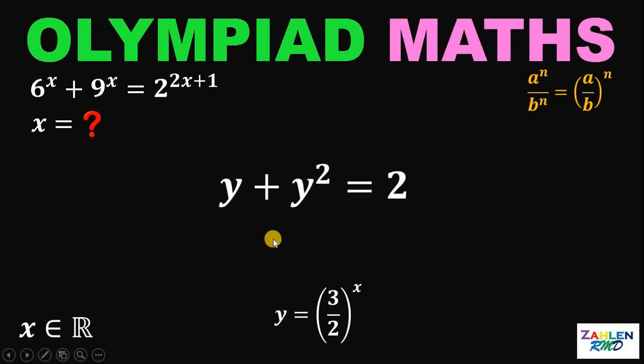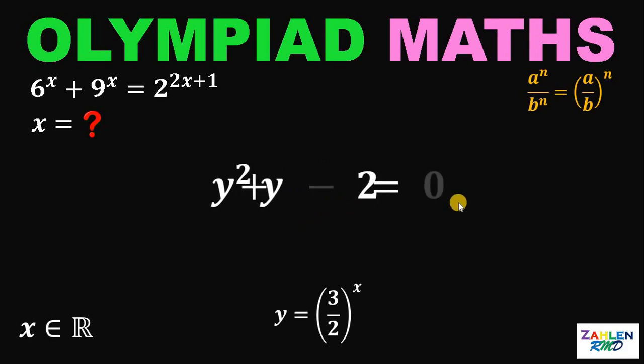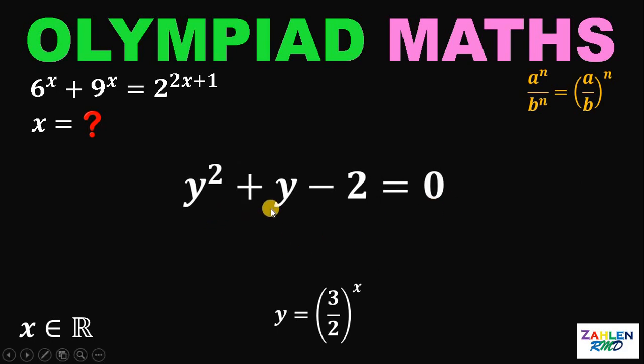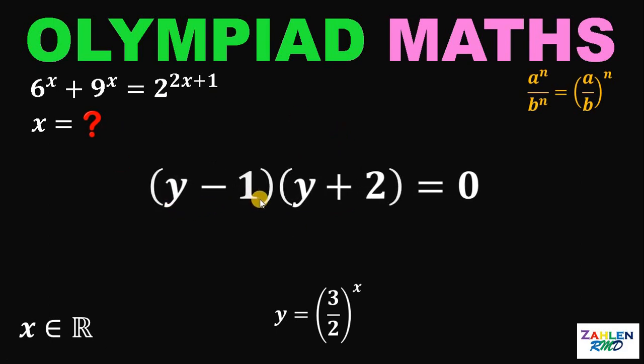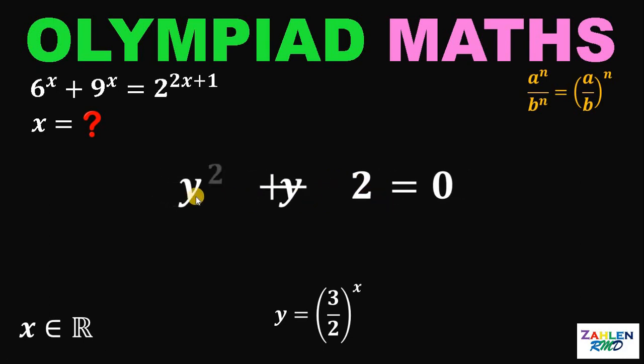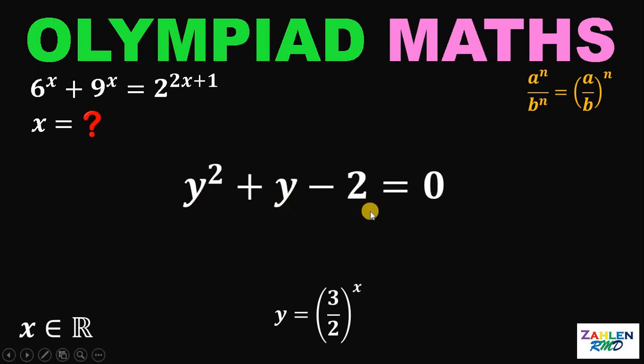So our equation now becomes y plus y squared equals 2. Now let's rearrange some terms a little bit. So we have a quadratic equation y squared plus y minus 2 equals 0. Now this quadratic equation can be factored as y minus 1 times y plus 2. Now if we multiply these two factors, we get the same thing, y squared plus y minus 2.